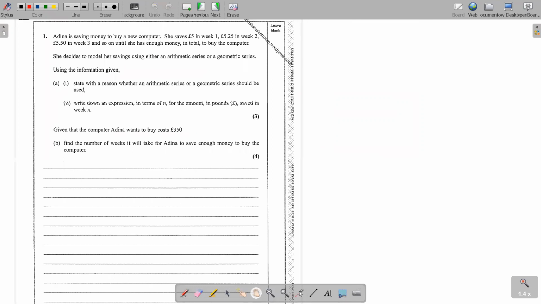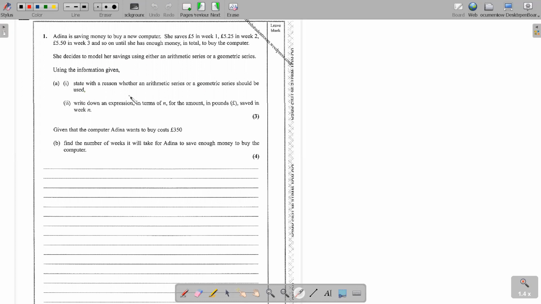Okay. So Adina is saving money to buy a new computer. She saves £5 in week 1, £5.25 in week 2, and £5.50 in week 3, and so on until she has enough money in total to buy the computer. She decides to model her savings using either an arithmetic or geometric series. Using the information given, state with the reason whether an arithmetic series or geometric series should be used.